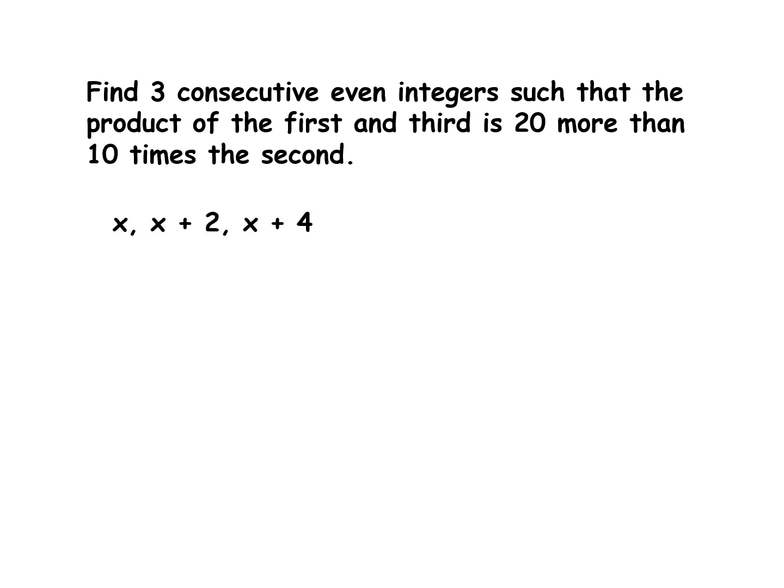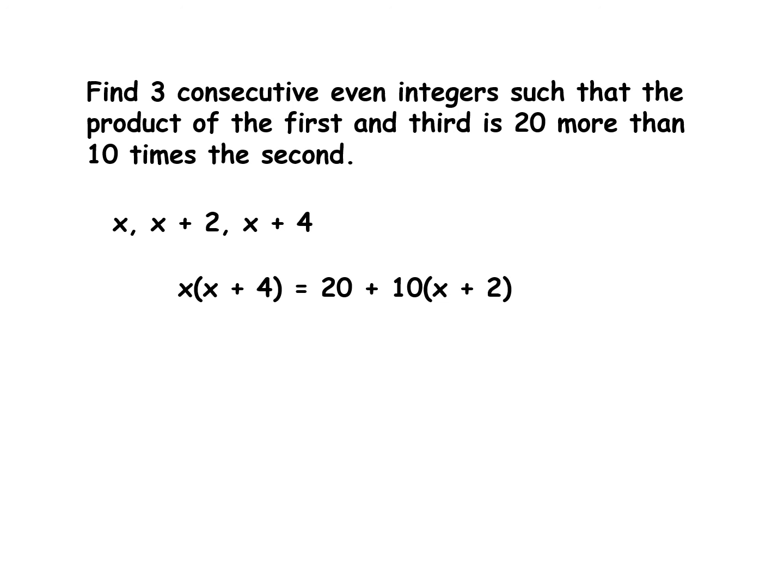So let's start first by just saying x. So they said 3 consecutive even integers. So I'm going to call the first one x, the second one x plus 2, the third one x plus 4. It says the product of the first and the third. So the first one is x, the third one is x plus 4. The product means multiplying them. So I'm going to multiply those two together. And that has to equal, the word 'is' kind of means equals, 20 more than, so I have to add 20 more than 10 times the second. So the second one is x plus 2, and I have to multiply that by 10.